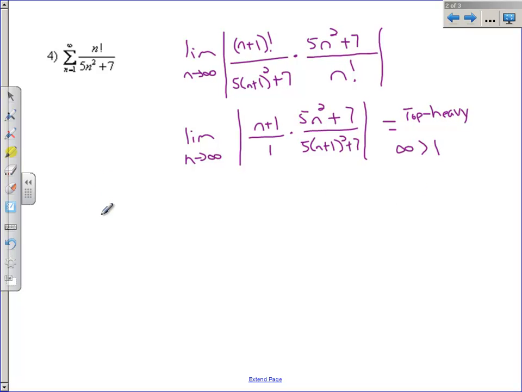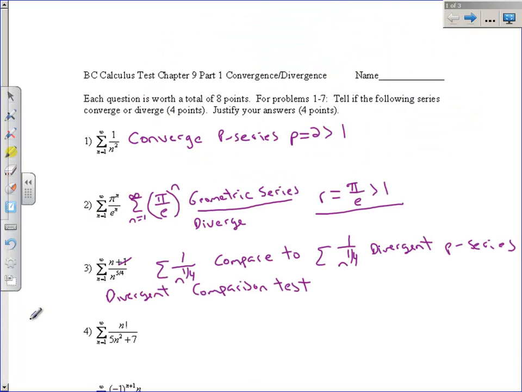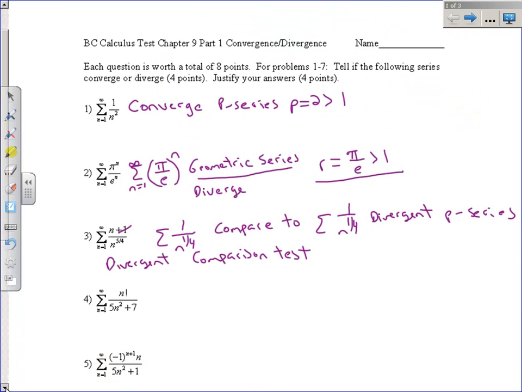And so what we would say for this question is this is going to diverge by the ratio test. And I would need to see that you did the ratio test instead of just saying that. So this is what I would be looking for, is this work right here to back up your claim. All right, let's head back over here and take a look at the next question.